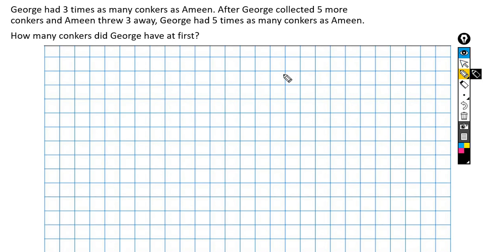Okay, I will start off with drawing a block for George and Ameen. In fact, I'm going to start off with Ameen's block, and this is going to be the basic block. This is what Ameen started off with, and I'm calling it my basic block because we know at the beginning it says that George had 3 times as many conkers as Ameen. So George's block, he's going to have 3 times as much as Ameen.